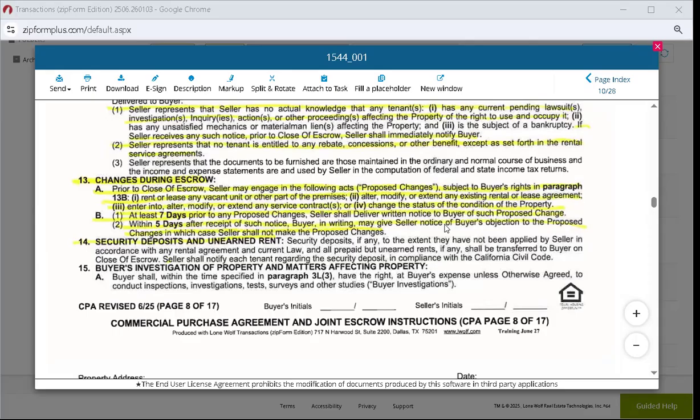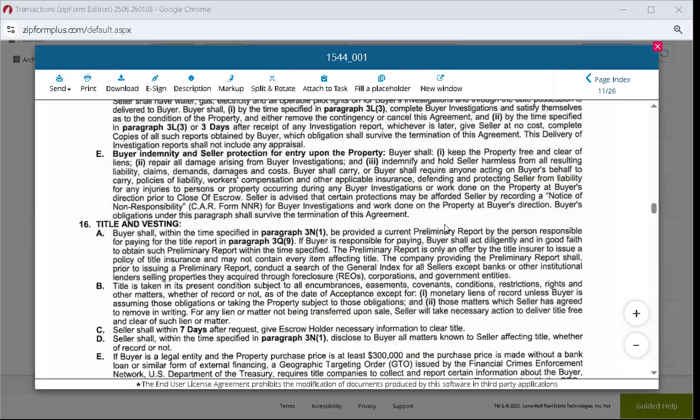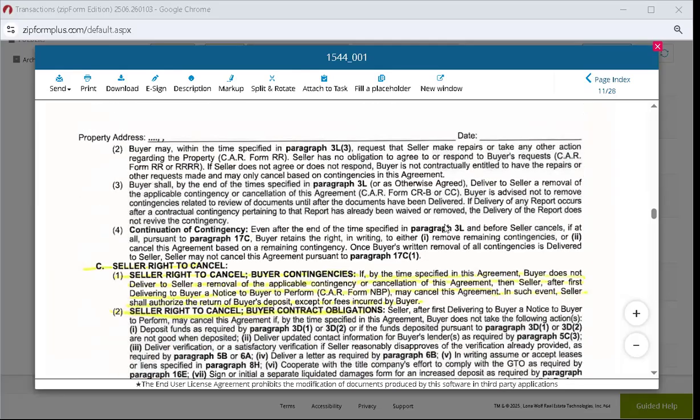Now, why is that? Maybe there's 2 vacant units and the buyer's really looking forward to renting it out themselves at what they feel is market value. They probably don't want the seller to lease the units. So just be aware of that. That's a little bit different in this contract. So I'm just pointing out those types of things.